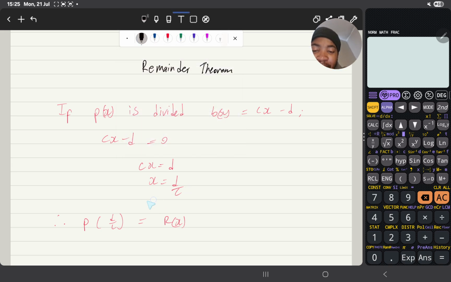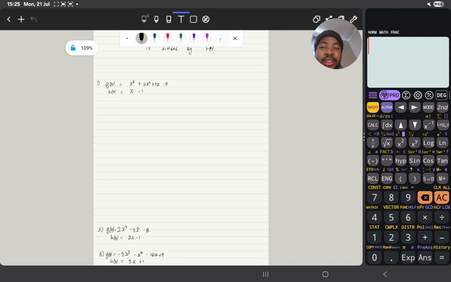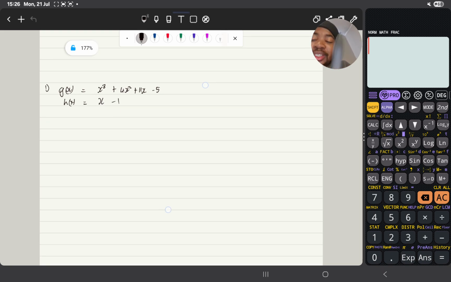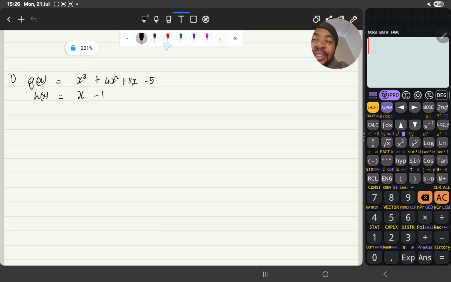Till you get here. So the value you get here after solving for x, when you substitute it in your polynomial, you get your remainder. So we're going to do one example. We're going to do long division on it to find our remainder, just to see if this really works. After that, we will then use it. We just need to see that it really works.